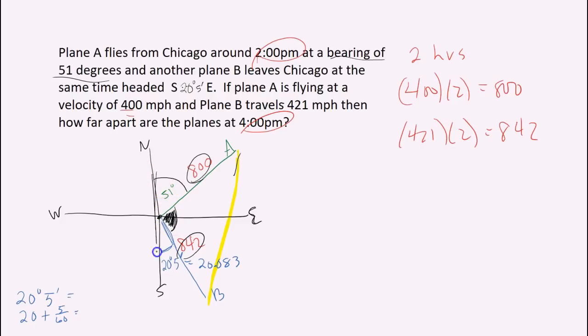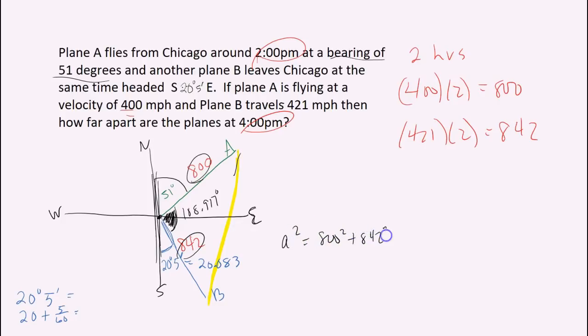Alright, well, how do I find that angle? Easy peasy. You got a straight line. We all know a straight line is worth 180. So right now I'm typing in 180 minus 51 minus 20.083. And I'm getting 108.917 degrees. So I'm going to roll out into a big fat law of cosines right now.